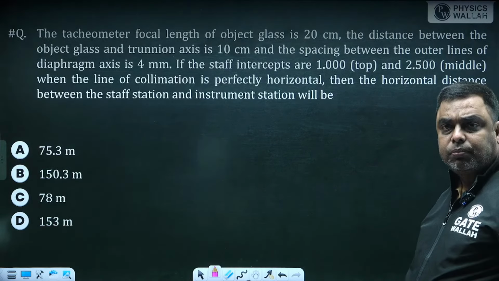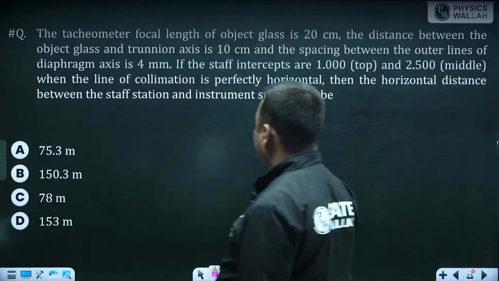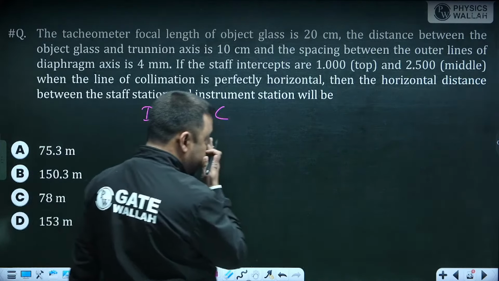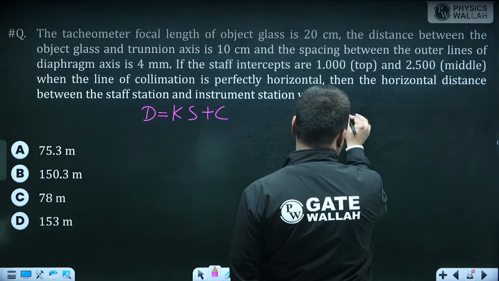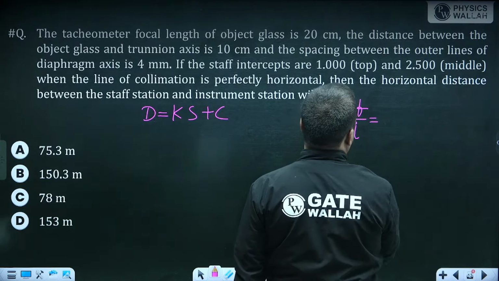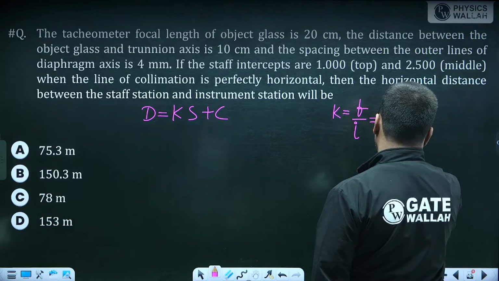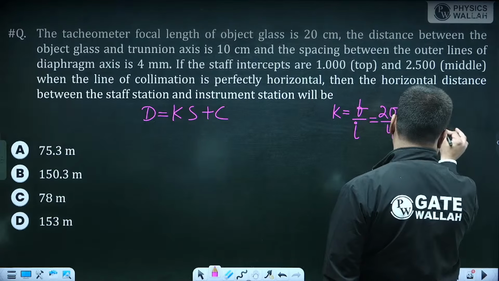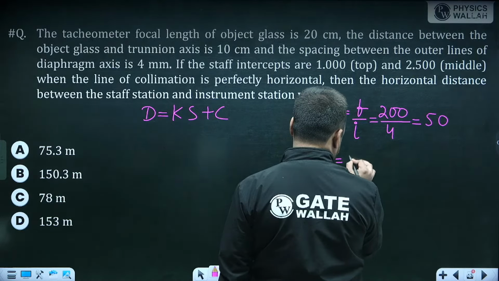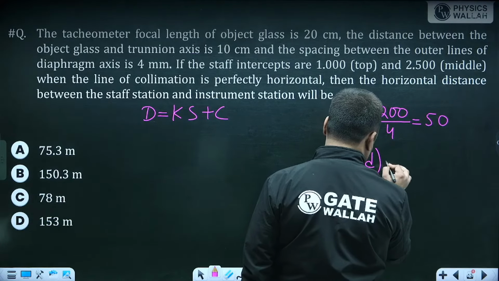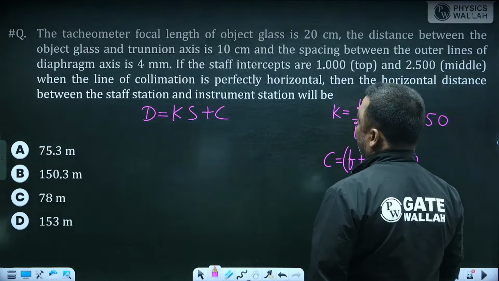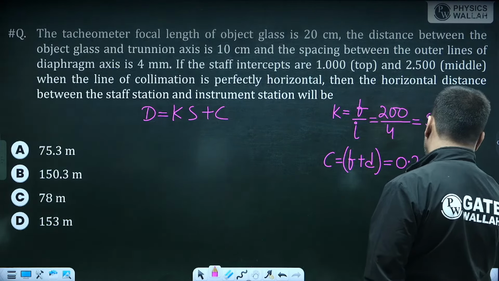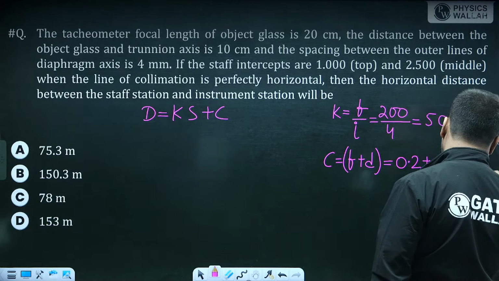What would be the answer? C. D is equal to Ks plus C. The values of K and C are not given. K is equal to f by i. f is 20 centimeter, so let's write 200 mm. i is 4 mm. So K is 50. C is equal to f plus d, that is 0.2 plus d, and d is 10 centimeter, plus 0.1. So 0.3 meters.